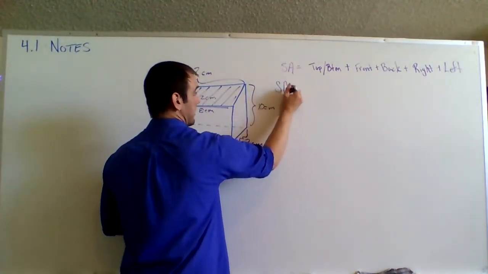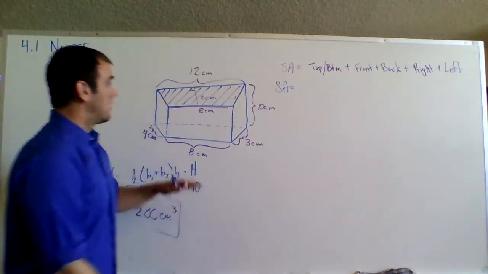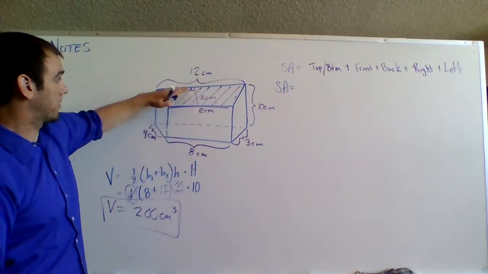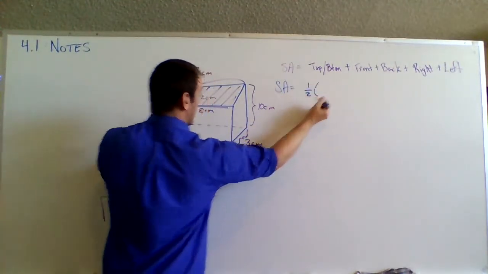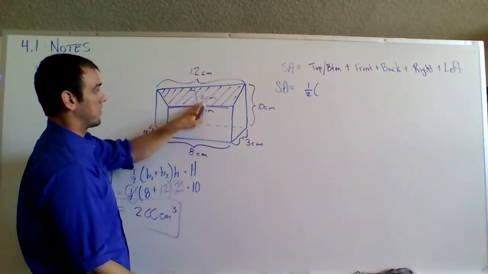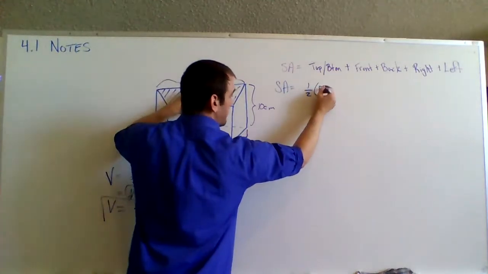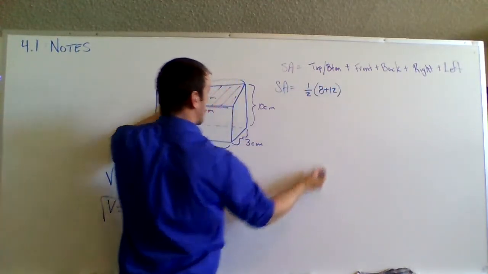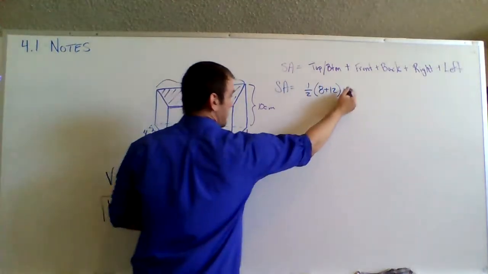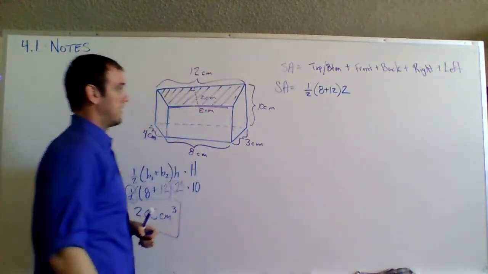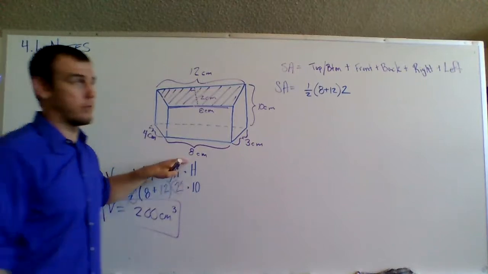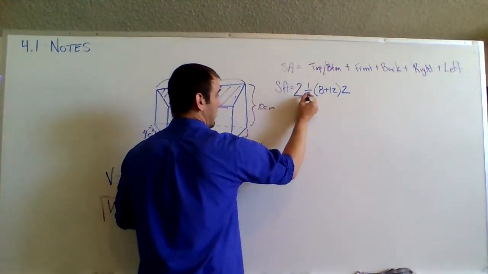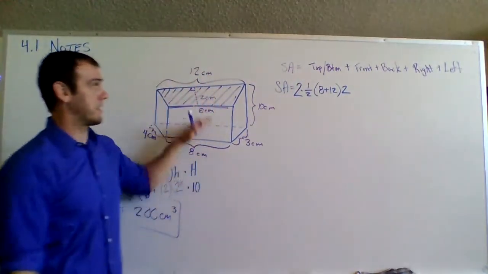So the surface area of a prism, my top and bottom. Let's figure this out. It's going to be 1/2 base 1, which is 8, plus base 2, which is 12, times my height, which is 2. That's just the area of the top. My top and bottom are the same, so I could just multiply that all by 2, and that gives me my top and my bottom.